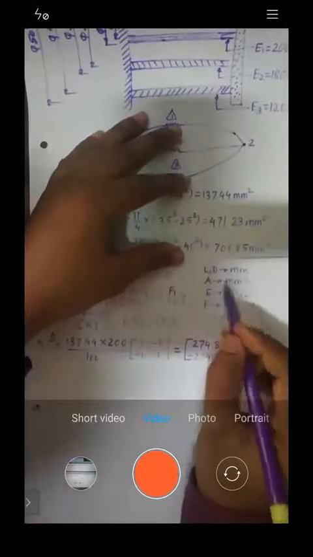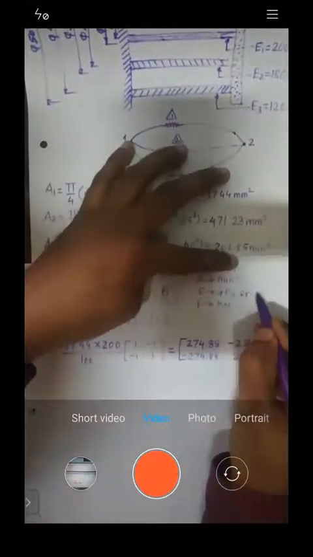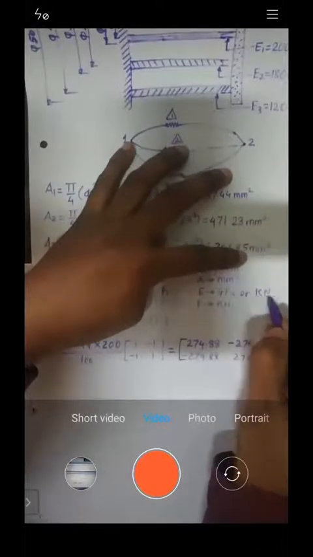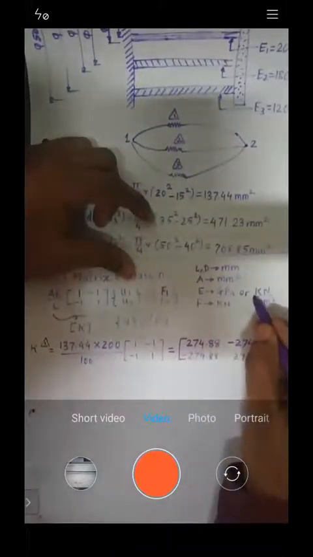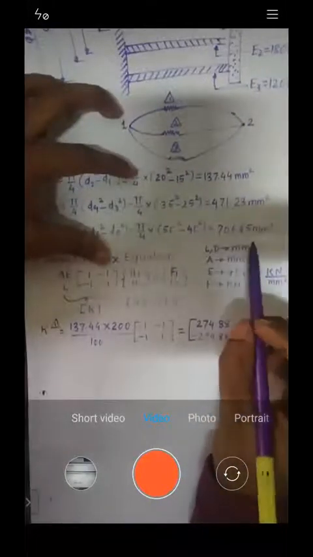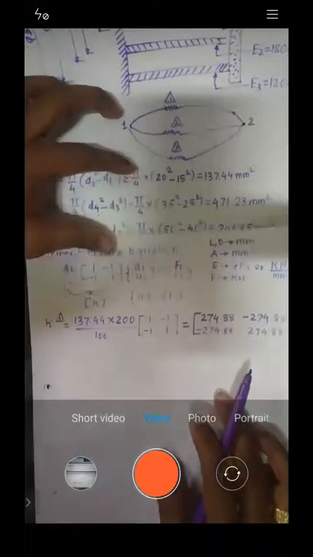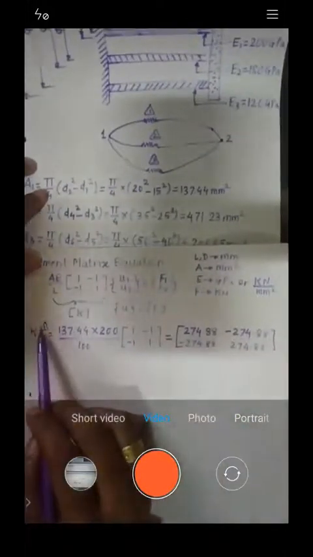Because what is the meaning of gigapascal? Gigapascal is the same as kilonewton per mm square. Understood? So forces are in kilonewton, and lengths are in mm, so you have uniform units, right? Clear? Now see stiffness matrix for element number 1.